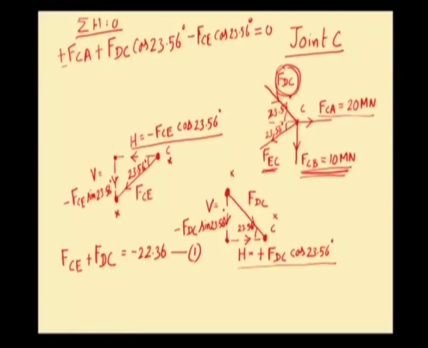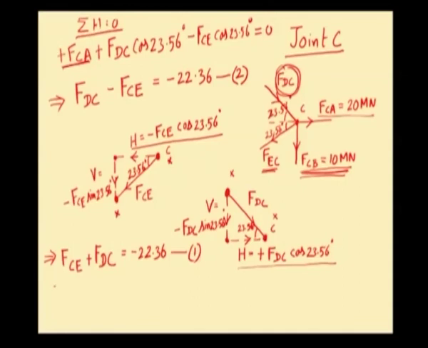Already we know the value of FCA. So, simplifying this equation, we will get FDC minus FCE equal to minus 22.36. We shall take this as equation number 2. Now, we have equation 1 here and this is the second equation. There are two equations with two unknowns. Solving these two simultaneous equations, we can get the value of FCE and FDC.